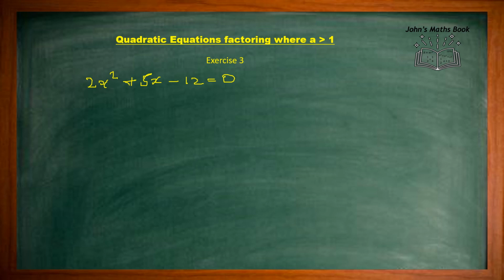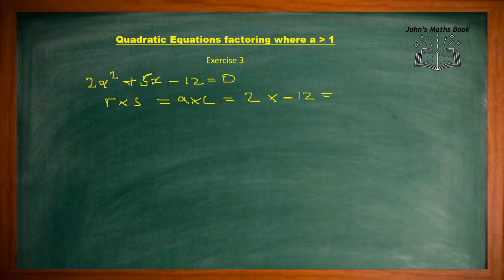So hopefully you got the correct answer. So we need to find two numbers, let's call them r and s. When r multiplies by s, it needs to be the same as a multiplied by c. So the value of a is 2 in our case, because it's the coefficient of the x squared term, multiplied by the value of c, which in our case is minus 12.